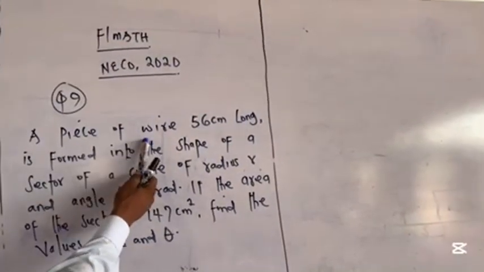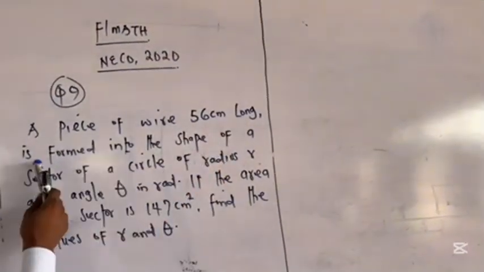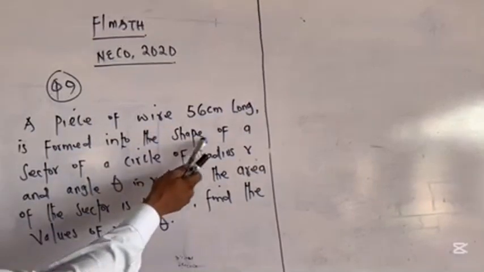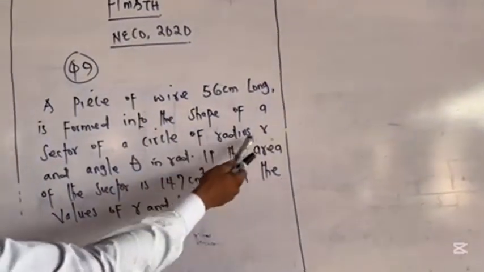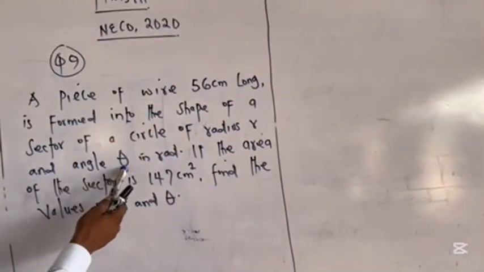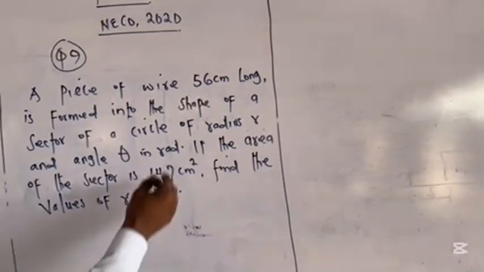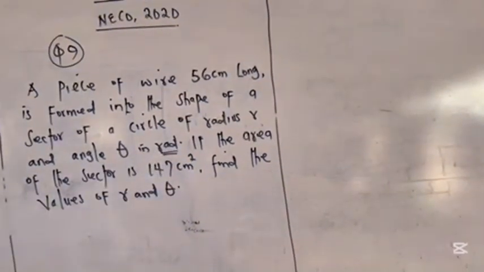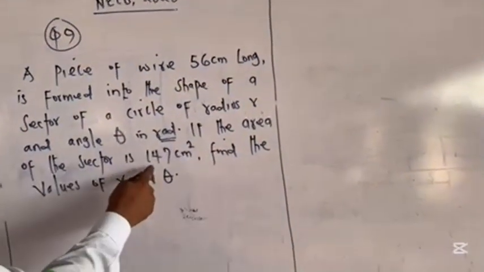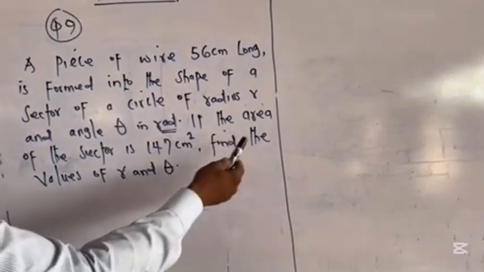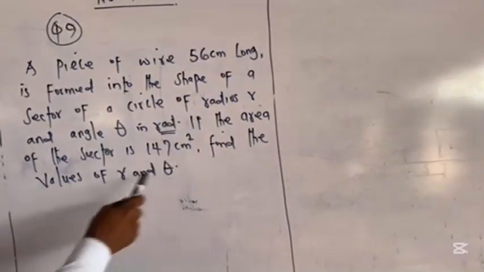Say a piece of wire 56 centimeters long is formed into the shape of a sector of a circle of radius r and angle theta in radians. Take note of the angle. The angle is in radians. So if the area of the sector is 147 centimeters squared, find the values of r and theta.